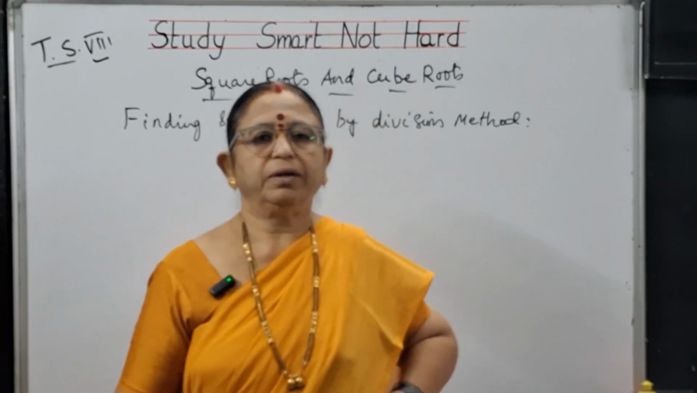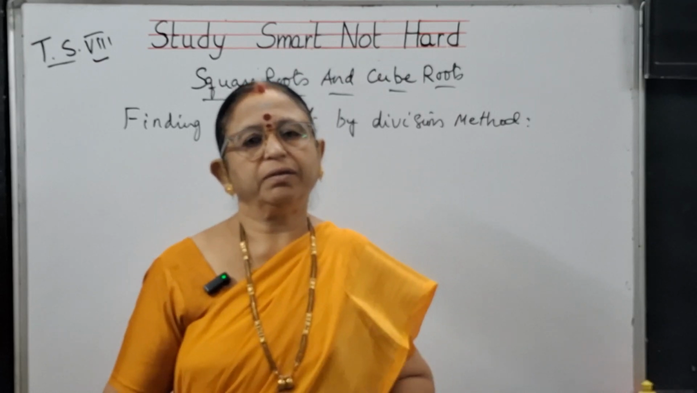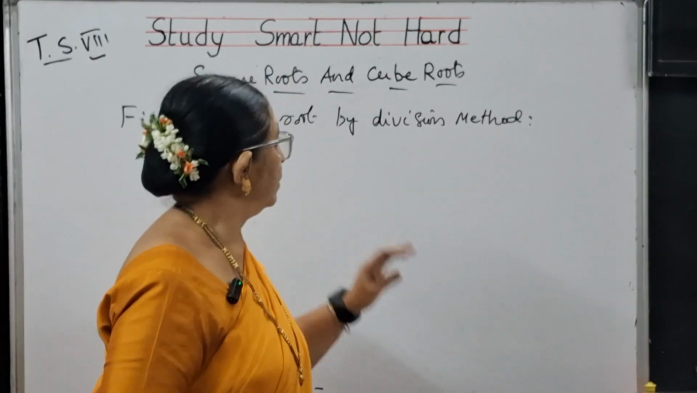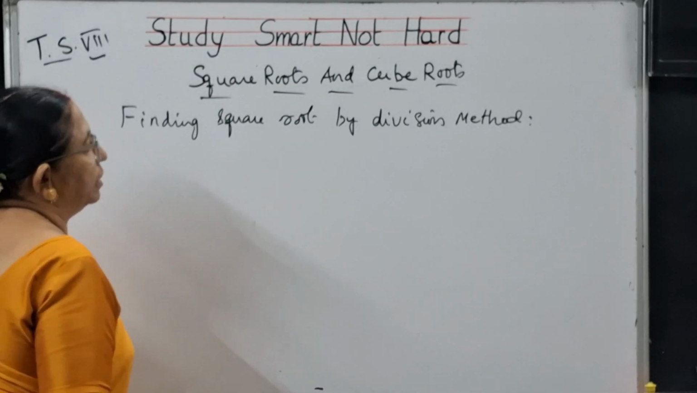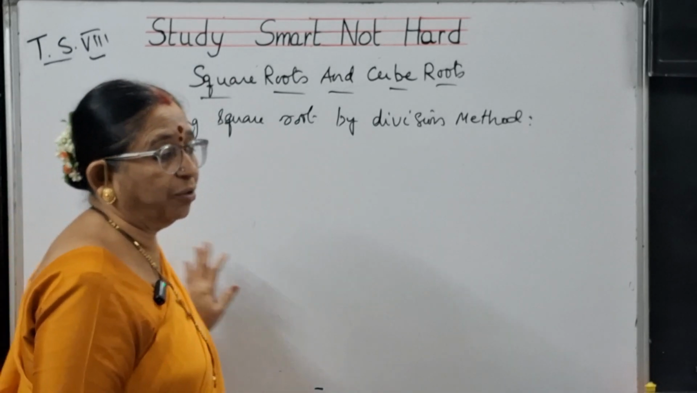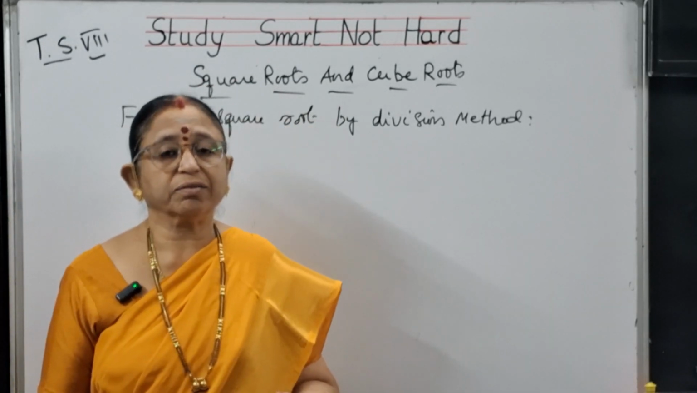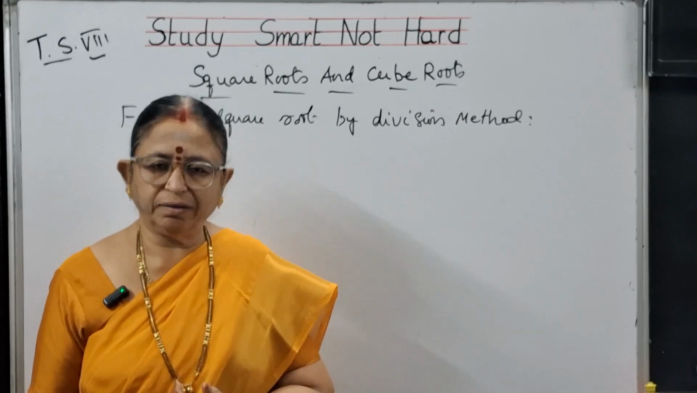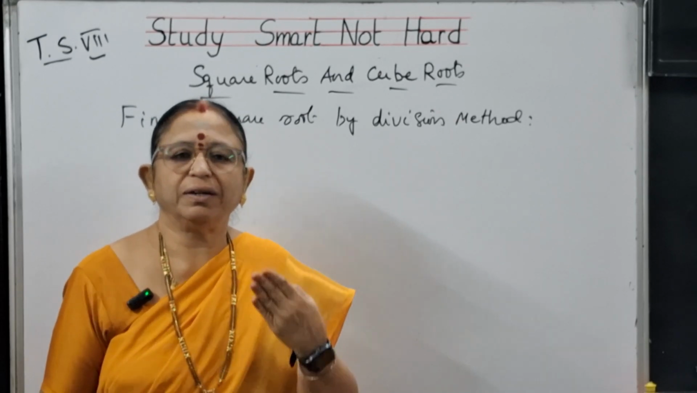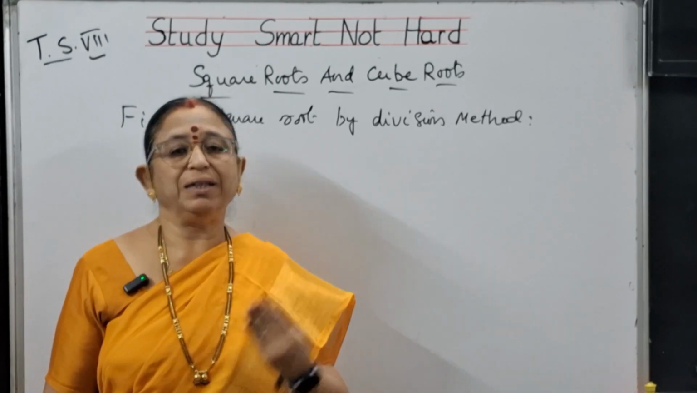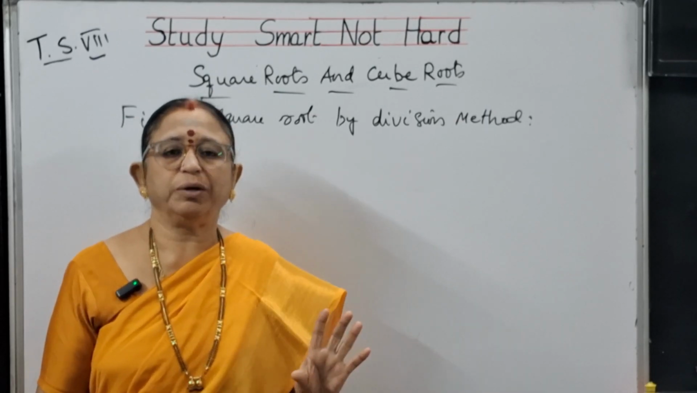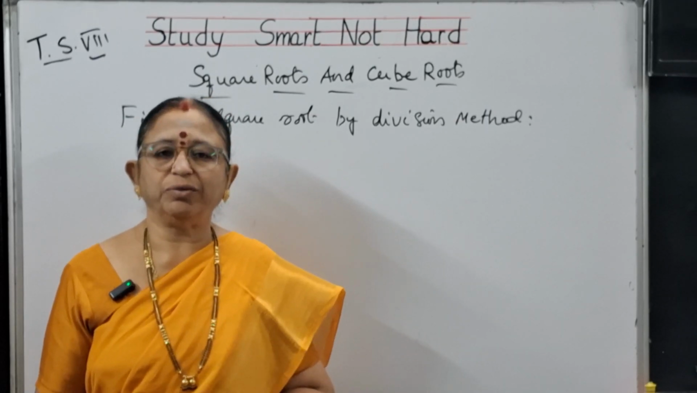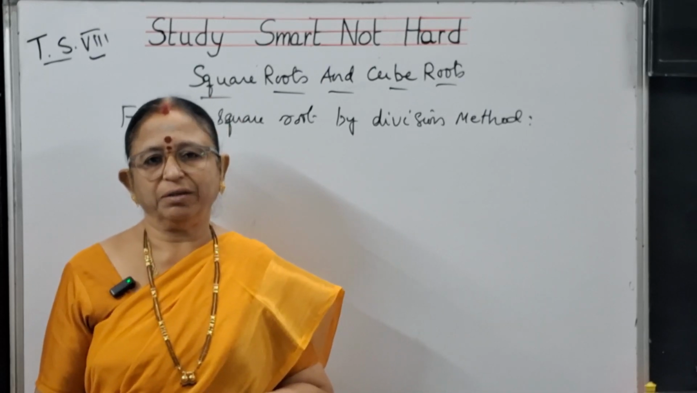Now I am doing 8th class maths, square roots and cube roots. In this we are now doing finding square root by division method. Earlier we have done how to find the square root by prime factorization method. But prime factorization method is a very lengthy method. So easily in few steps you can find out square root by using division method.